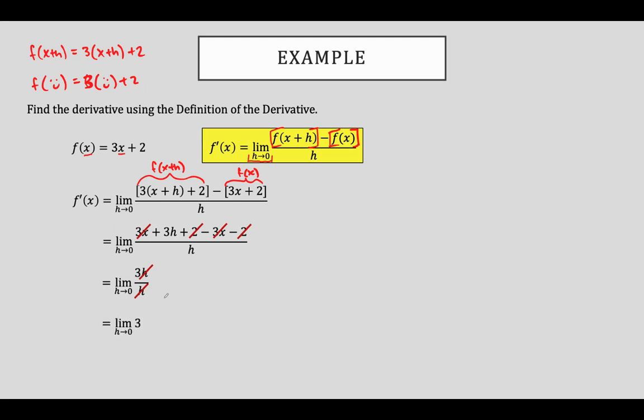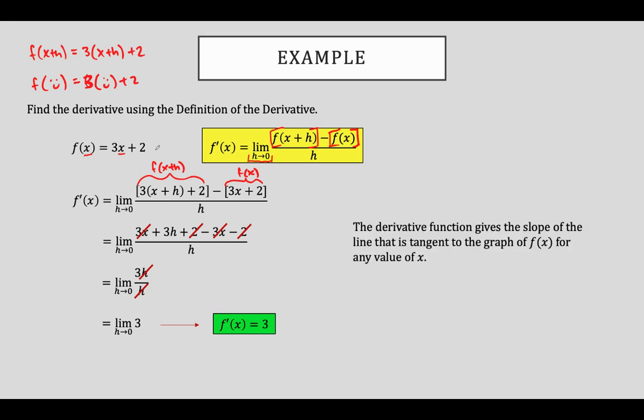That leaves us now with the limit as h approaches 0 of 3, and the limit of any constant is equal to that constant. So our answer here is 3. F prime of x is equal to 3. The derivative function in this case is equal to 3. This function gives us the slope of the tangent line for any particular value of x, the slope of the tangent line of our function f of x. The derivative function gives the slope of the line that is tangent to the graph of f of x for any value of x. And hopefully this makes sense, right? We're getting a constant function.